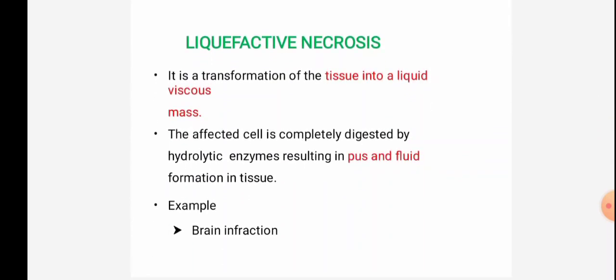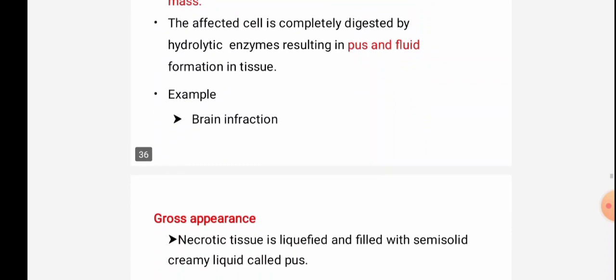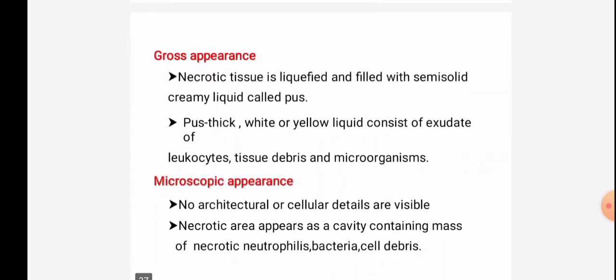In liquefactive necrosis, there is a transformation of the tissue into a liquid viscous mass. The affected cell is completely digested by hydrolytic enzymes, resulting in pus and fluid formation in the tissue. For example, brain infarction. In gross appearance, the necrotic tissue is liquefied and filled with semi-solid creamy liquid called pus. Pus is a thick white or yellow liquid consisting of exudate of leukocytes, tissue debris, and microorganisms.